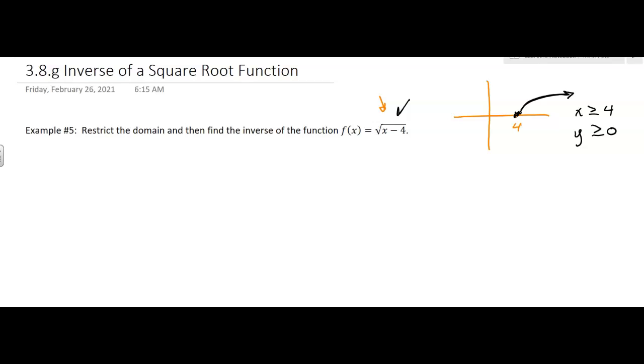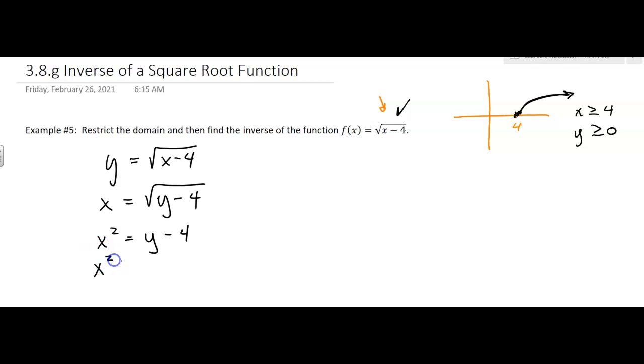All right. So for the inverse, y equals the square root of x minus 4. And so now we're going to switch. X is equal to the square root of y minus 4. So we want to solve for y, square both sides. This time we're squaring both sides. So we don't need a plus or minus. That is only when you're doing the square root of both sides. So, that's fine. Now we add the 4, and we get something like x squared plus 4 equals y.